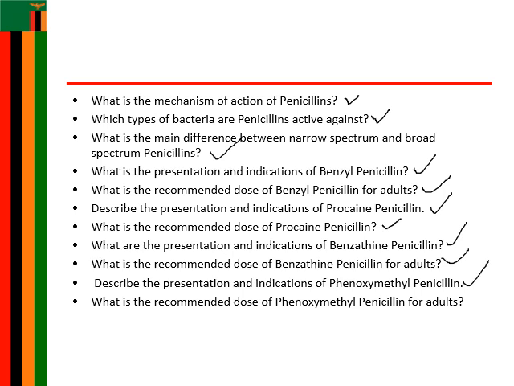What is the recommended dose of phenoxymethylpenicillin for adults? The recommended dose for adults is 250 to 500 milligrams every 6 hours, at least 30 minutes before food.